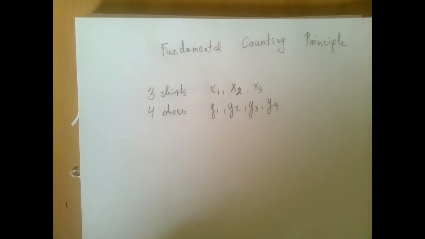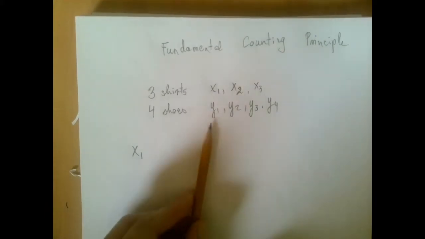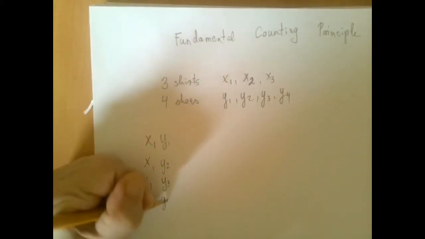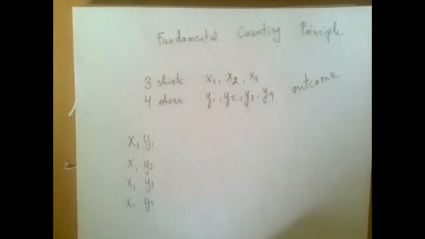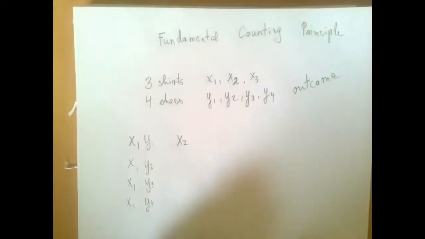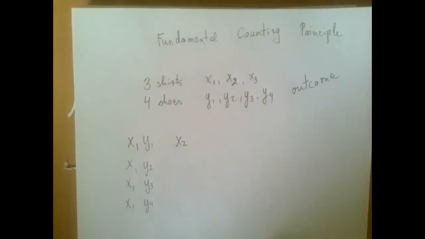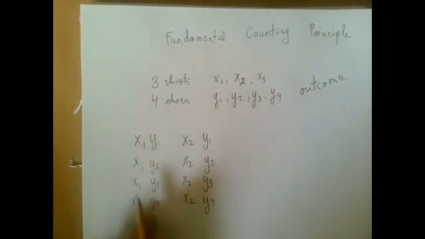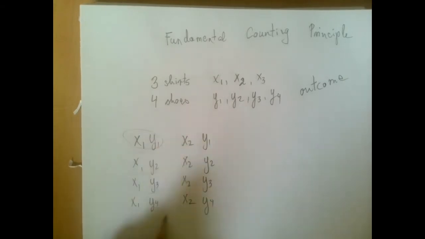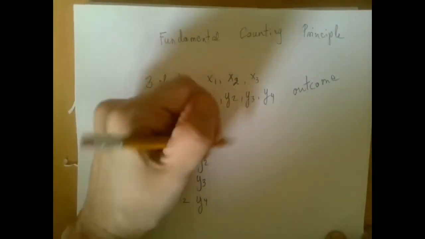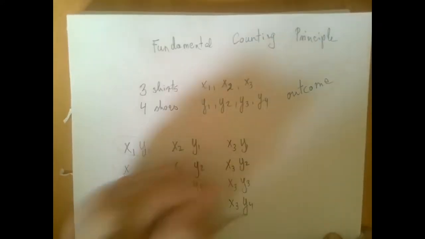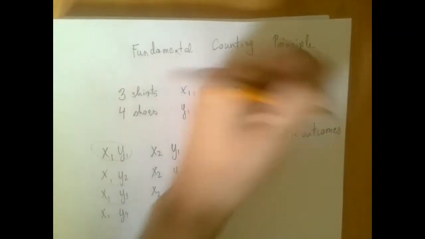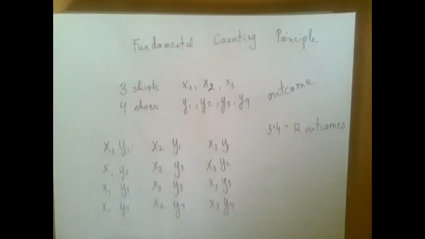If you want to systematically list that, let's say we go with shirt X1. And then what can happen with the shoes? We can select Y1 or Y2 or Y3 or Y4. So then we exhausted all the cases that had X1 for shirt. Let's move on to X2. Again, nothing stops us from having these 4 choices again. Right? So we already have 8 cases. And we're going to have 4 more, because in case we select the shirt that is X3, we still have the same 4 choices for shoes. So we have 3 times 4, which is 12 outcomes.